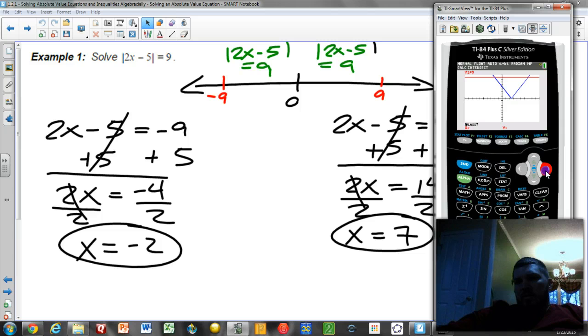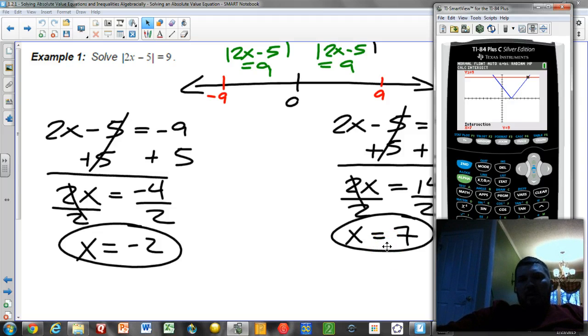And just be patient because it may take a little bit of time. And once you get in position, finally hit enter. And it'll tell you that the point of intersection is at x equals 7. Which again is exactly what we found when we did this by algebra.